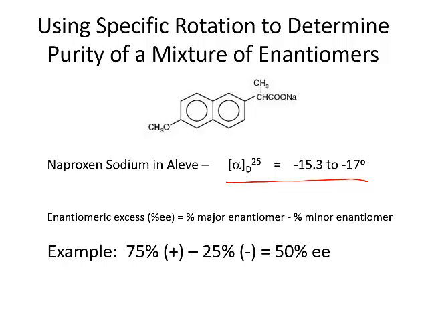Student: You said that was up above, that one is D and this one is L? Back to the minus 15 and minus 17, so this is the L enantiomer because it's negative. That's all I can tell you. I don't know if it's R or S. Actually, I do, but that's in the lab handout.